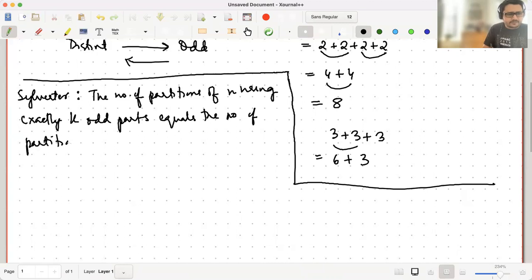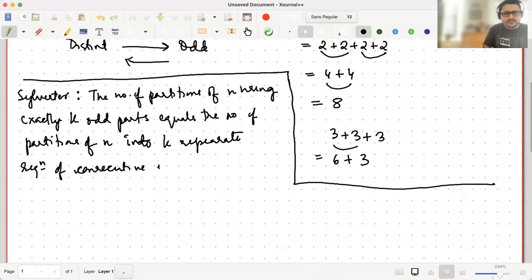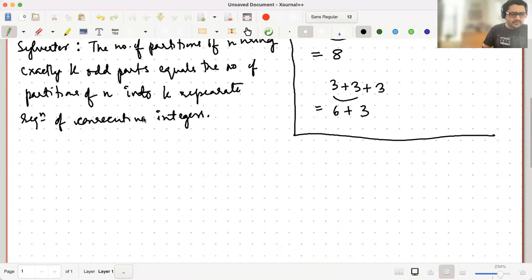the number of partitions of n into k separate sequences of consecutive integers. So what do I mean by this? Let's look at an example. One side is clear: the number of partitions of n using exactly k odd parts. If n is 15 and k is 3, then one such example would be 11 plus 3 plus 1. This is a partition of 15 into exactly 3 odd parts.